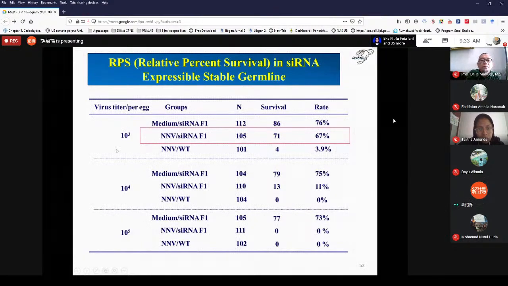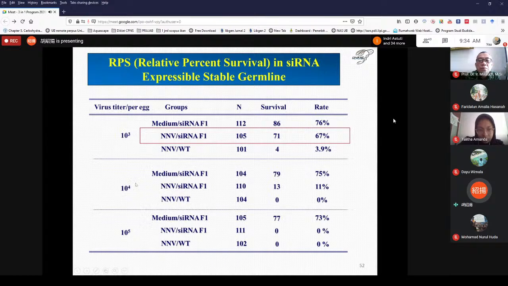We use different virus titers to infect the transgenic zebrafish. Per egg, the titer is 10 power 3, 4, or 5. We find that if the titer is 10 power 3, in the F1 stable line, after we infect with NNV, compared to the control, almost the same, reaching the positive control group.